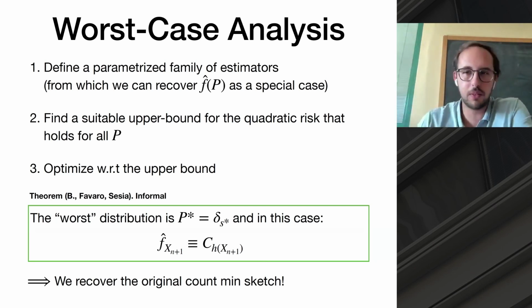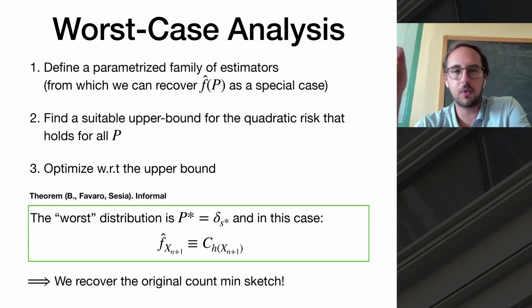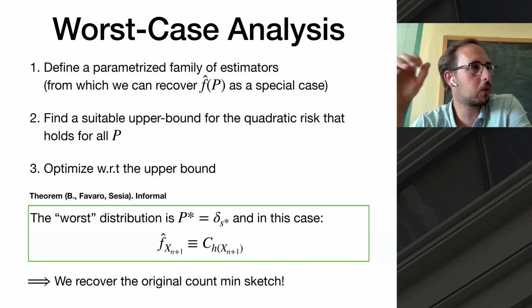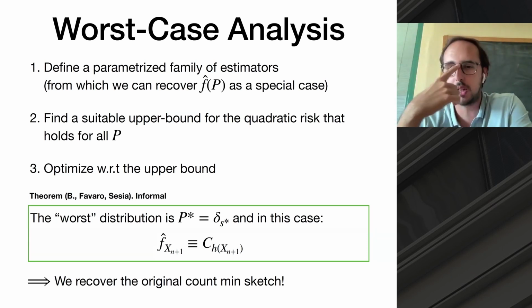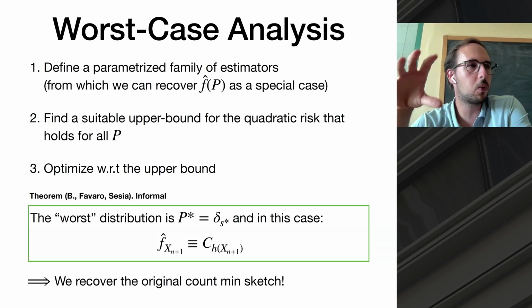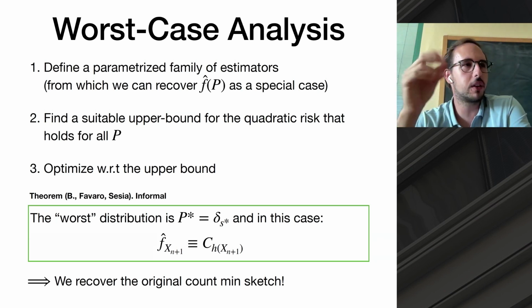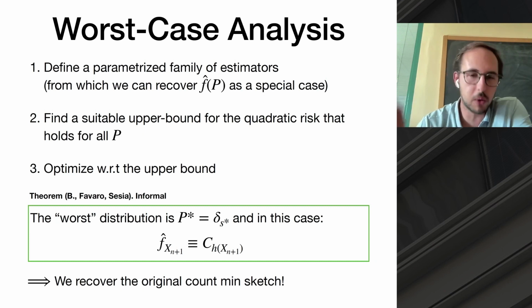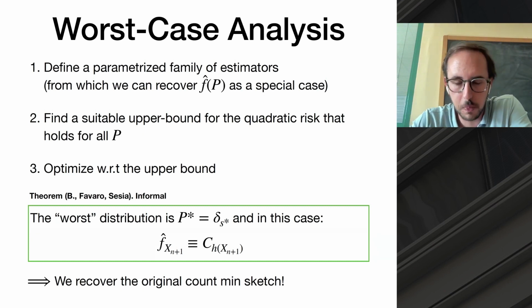So basically now we have gone back to where we started. We started from the original count mean sketch. We have tried some things like the Bayesian non-parametric approach. This was too computationally demanding. Then we tried the frequentist approach. We had to estimate some quantities. We used a very refined technique on worst case, and then we go back to the original count mean sketch.